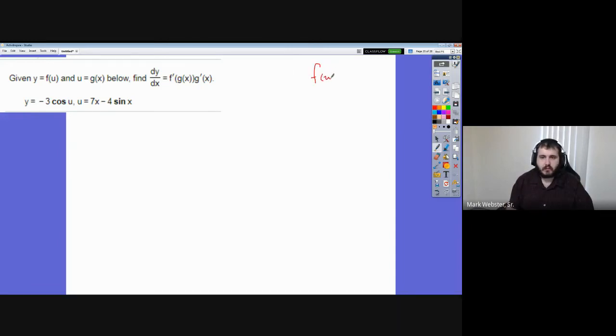Here we've got our f of u, which is negative 3 cosine of u. So our derivative, well, the derivative of cosine is negative sine. So we're going to bring out a negative as well. So negative 3 becomes positive 3, right? And now we're going to take our u and do the derivative of that. The derivative of 7x is just 7. The derivative of negative 4 sine x is just negative 4 cosine x.